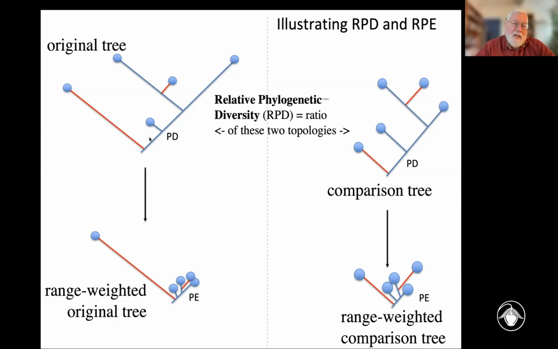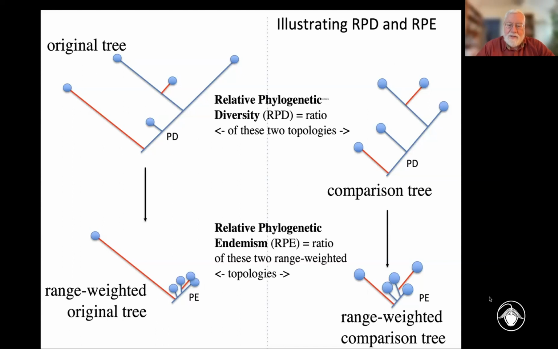The same way is this tree that you measure PE on. I'm going to explain in more detail in a minute, but it's basically this same topology where the branches have been shrunk down by the extent of their range. And I'm going to measure PD on this tree and compare it with the range-weighted comparison tree.